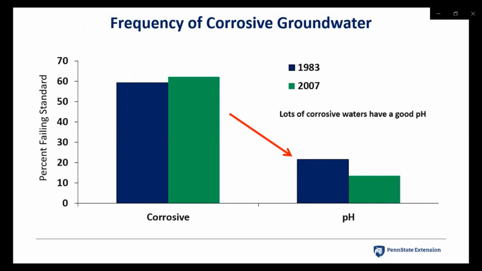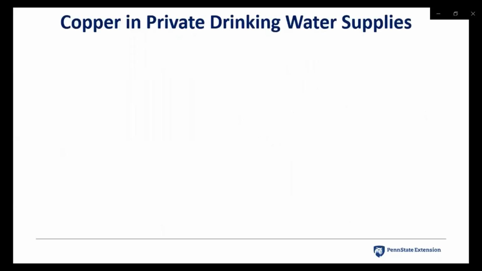So we, again, very largely underestimate corrosion if we're just looking at that pH standard and just worrying about pHs less than 6.5. We have a lot of corrosive water, again about 3 times more corrosive water than we have low pHs, if we look just at the standards.